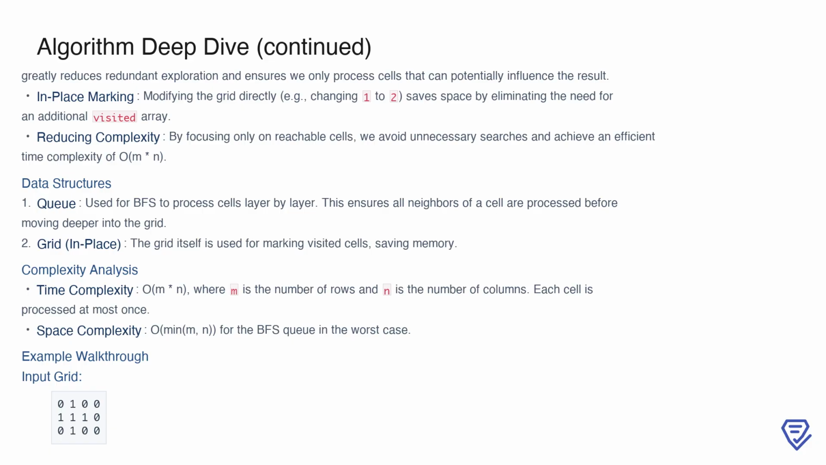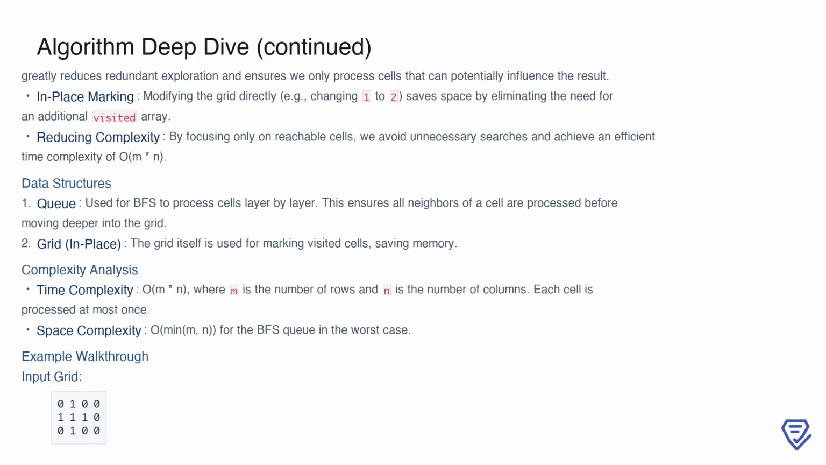This approach leverages a concept called boundary-first search, which significantly reduces redundant exploration. By limiting our search to cells that can potentially influence the result, we avoid unnecessary computation. Additionally, marking the cells directly in the grid, such as converting 1s to 2s, eliminates the need for an extra visited array, saving memory. This in-place marking is especially useful in large grids where memory optimization is critical.